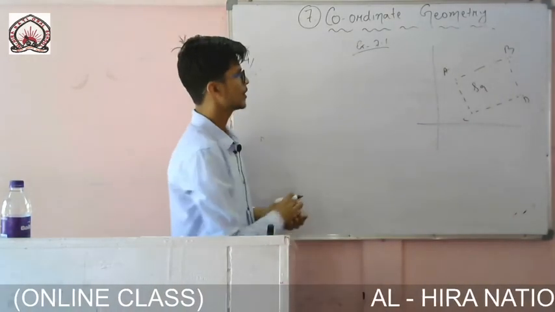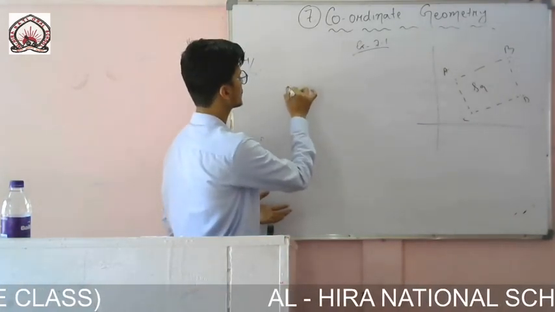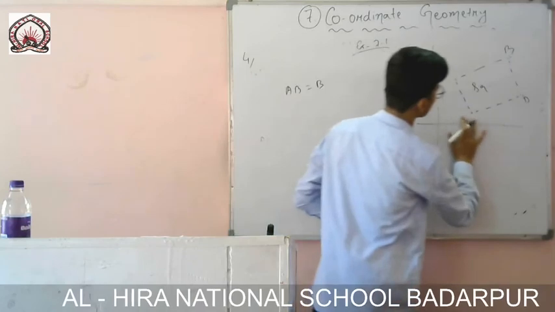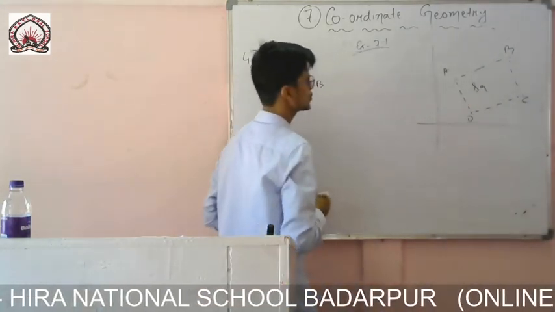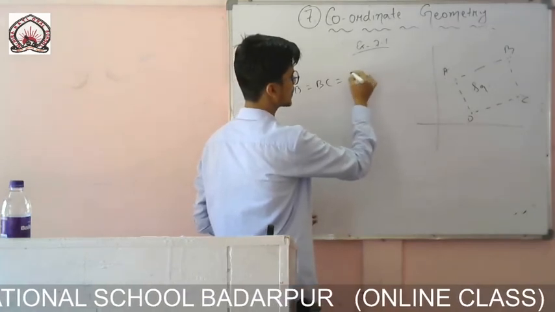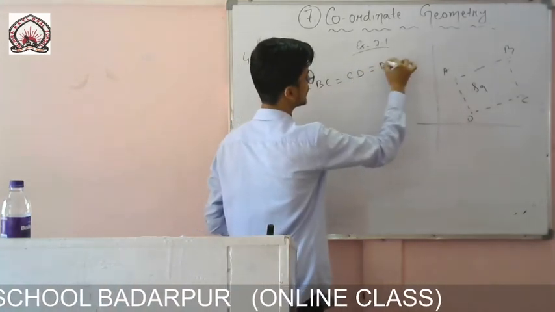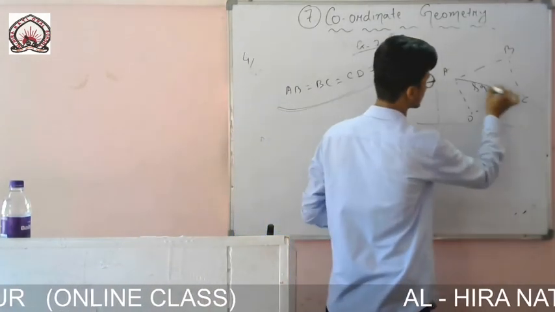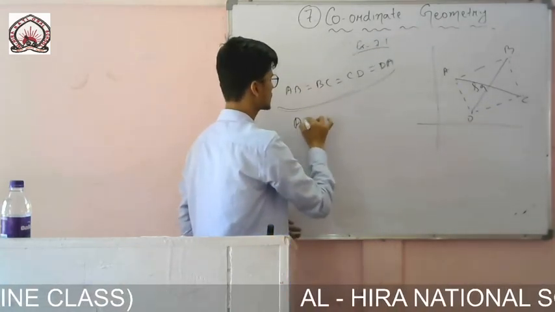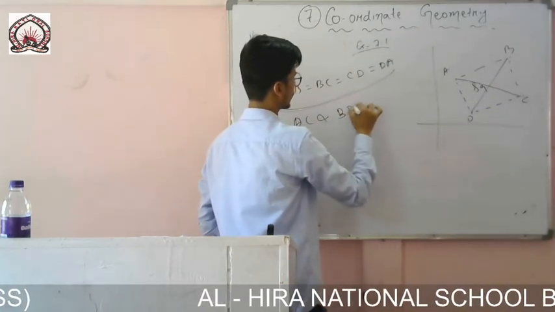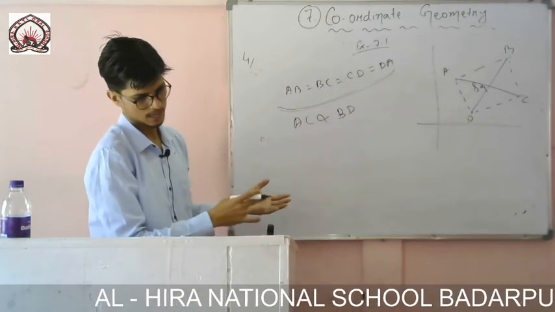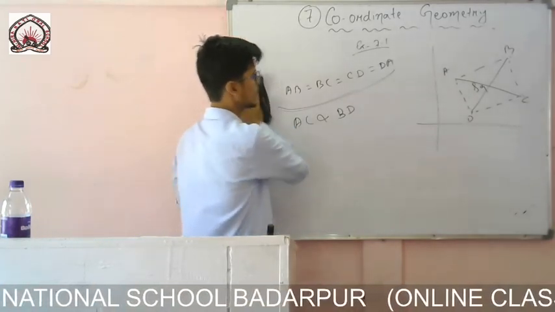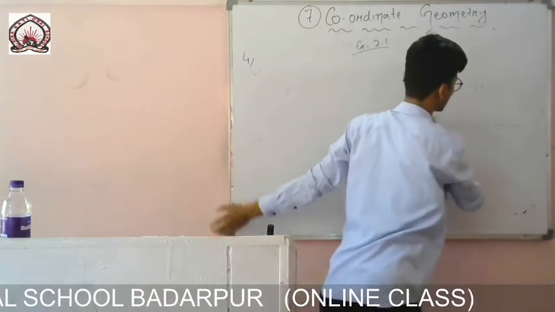To be a square, all four sides should be equal to one another. That means AB should be equal to BC, then BC should be equal to CD, then DA, or AD you can write. So all four sides should be equal, and the diagonals should also be equal. The diagonals are AC and BD. So you will find all these, and we will check whether it forms a square. If it doesn't, then we'll say that she is wrong.